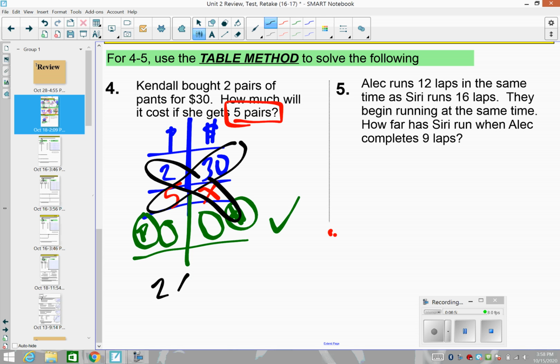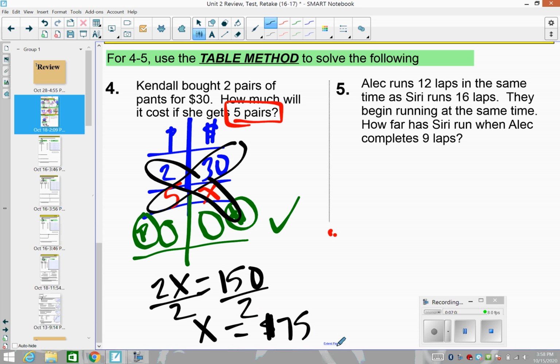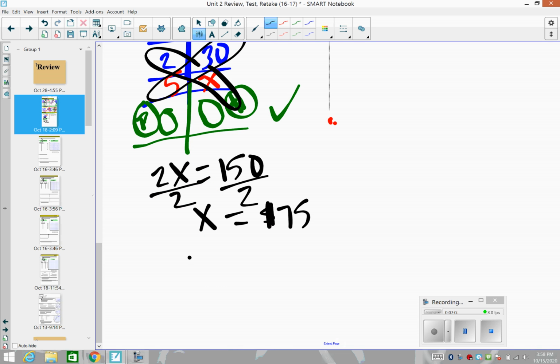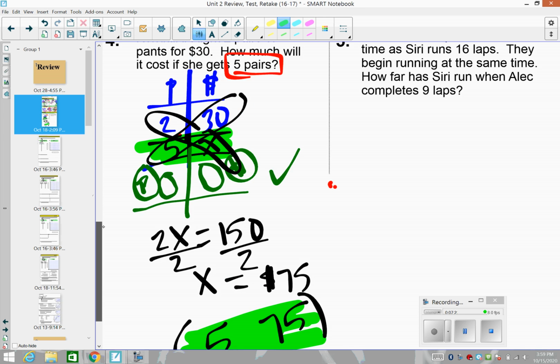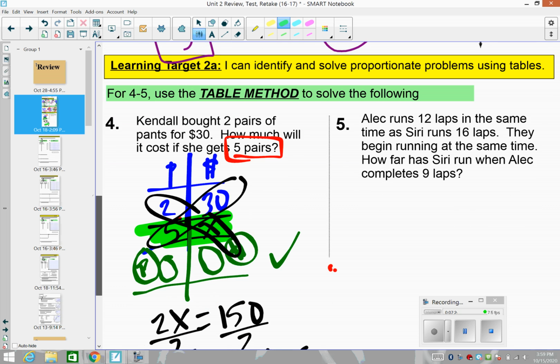So we get 2x is equal to 150. Divide both sides by 2. So we end up that x is equal to $75. So now, if we write that as a data point, we will say that 5 pairs is $75. So if we go back to the original problem of what is the question here, 5 pairs is how many dollars? 5 pairs is $75. Boom. Cool.